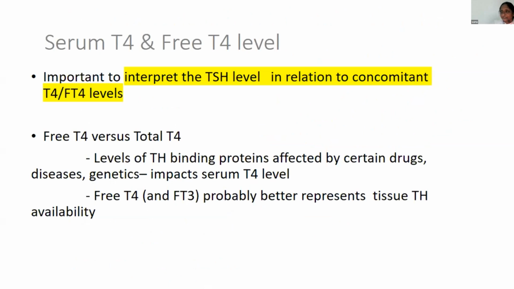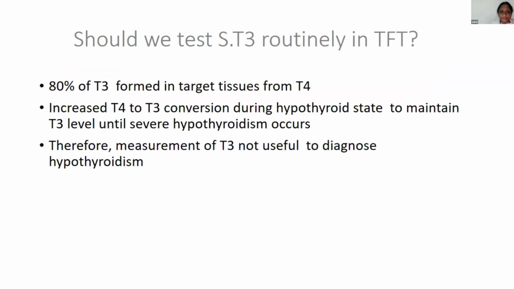As adult endocrinologists, I think all of you are familiar with ordering TSH for monitoring thyroid function, and definitely not so in children. You have to interpret the TSH level in relation to the concomitant T4 and free T4 levels. It's almost like the calcium parameters: calcium, phosphorus, alkaline phosphatase, and PTH go together. The total T4 and T3 circulate bound to thyroid binding proteins, but these are affected by certain drugs, diseases, certain genetic conditions, etc. So free T4 probably better represents tissue thyroid hormone availability.